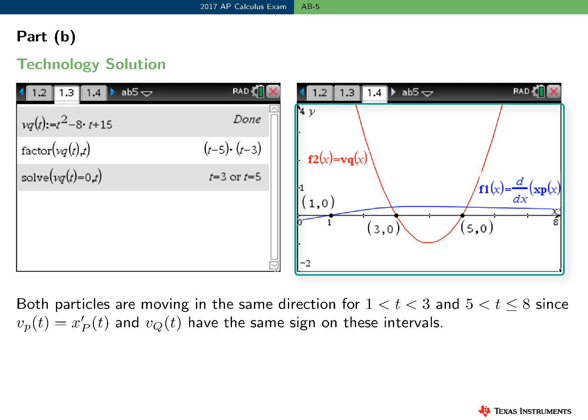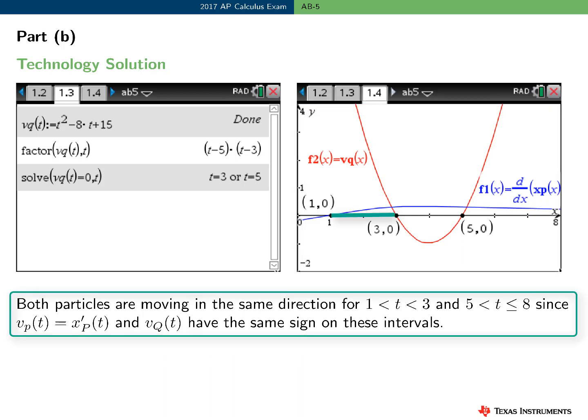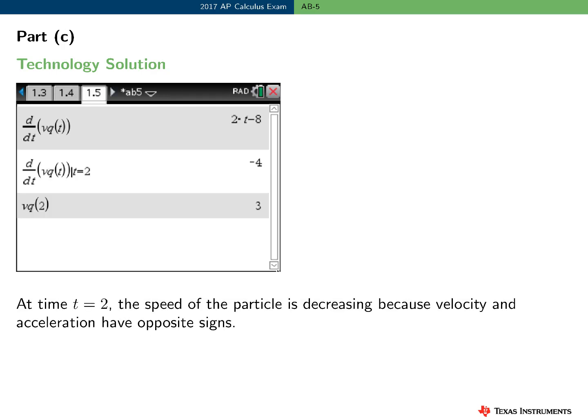I know those times at which each particle has velocity 0. And although this isn't a typical sign chart, it is again pretty easy to find the intervals on which both velocities have the same sign. So both particles are moving in the same direction for t between 1 and 3 and for t between 5 and 8. Part C is pretty easy using technology.